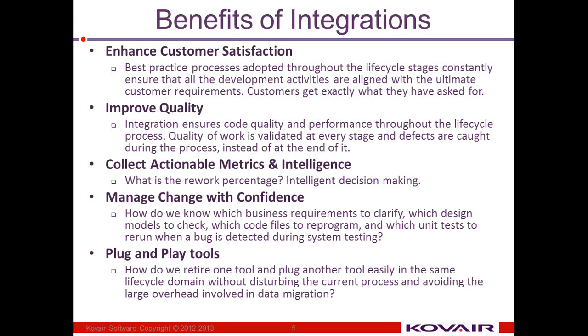Then we can collect actionable metrics and intelligence which can help us to reduce the rework percentage, to make intelligent decisions on the fly. So if we get all the information at the click of a button from across all the tools, then we can take faster decisions. Whereas if I have to wait for 4 or 5 hours to get this particular information, then it's not very actionable, and it's already delayed the entire process.